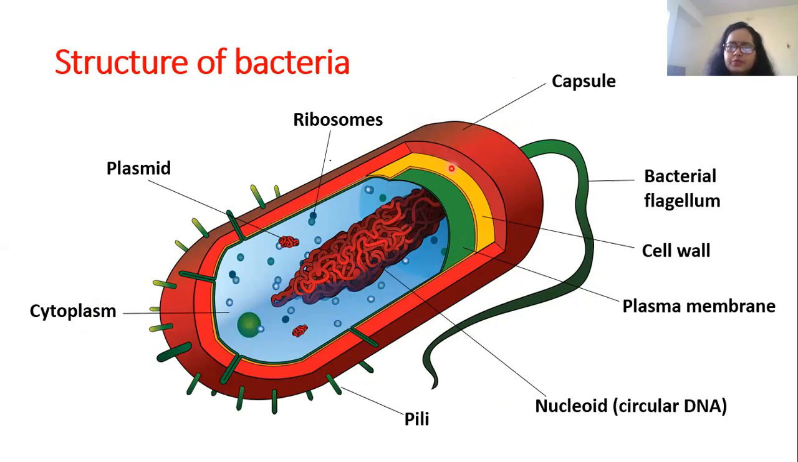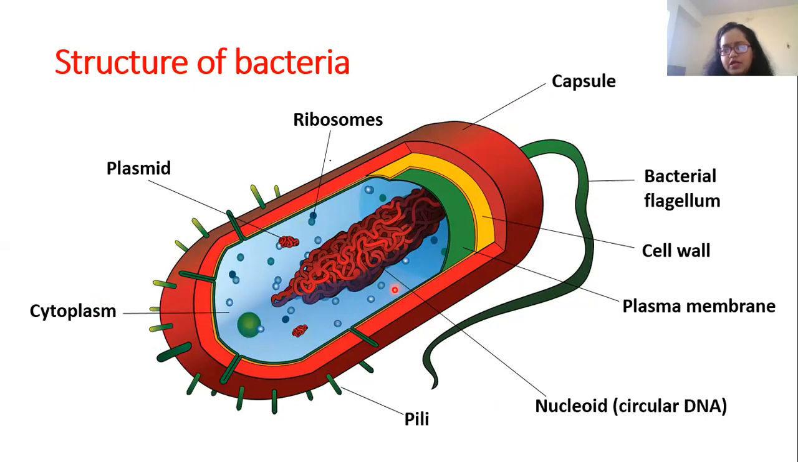Then inside the capsule, there is a yellow colored layer here, shown with the yellow color for distinguishing it. It is what? Cell wall. Next, this green colored layer is called the plasma membrane. Next, this blue colored substance inside the cell is called the cytoplasm.